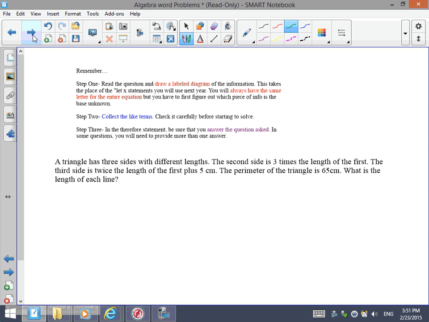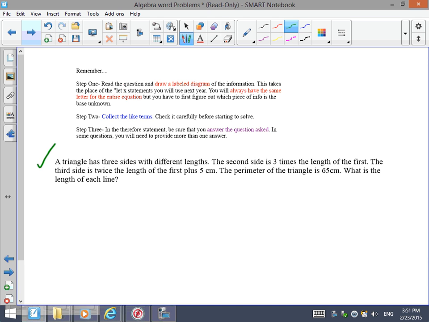This one, I'll read the question. A triangle has 3 sides with different lengths. The second side is 3 times the length of the first. The third side is twice the length of the first, plus 5 centimeters. And the perimeter of the triangle is 65 centimeters. What is the length of each line?